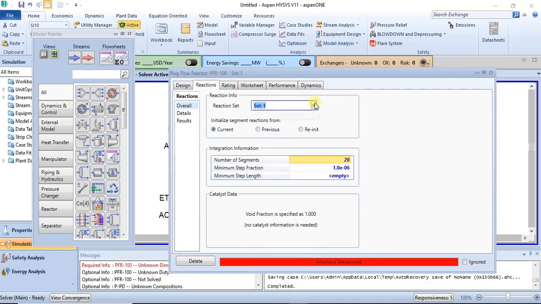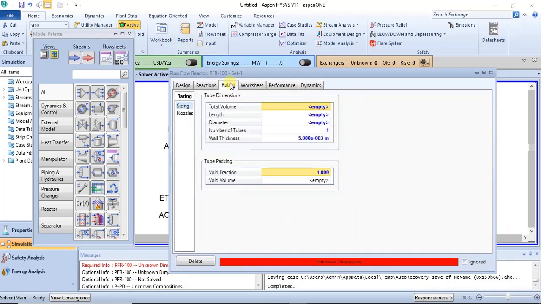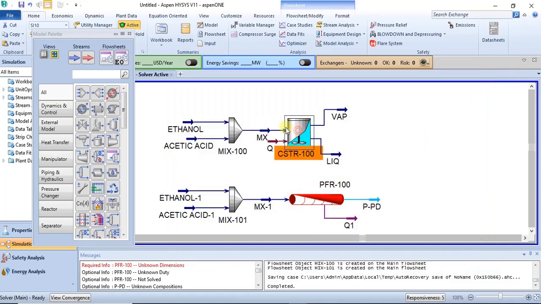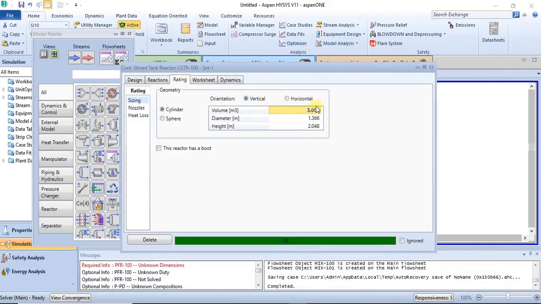After adding the reaction set, it says unknown dimensions. That has to do with the sizing of the reactor, so you can specify the volume. Volume is 3 meter cube. It still says unknown dimensions. For a plug flow reactor, you have to take note: you have to specify either the length or the diameter. The volume is not sufficient in this case, though it's sufficient in the CSTR. In the CSTR we specified only the volume, but in plug flow you have to specify either the diameter or the length.